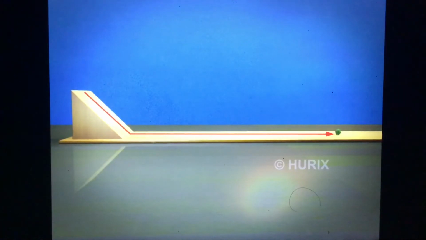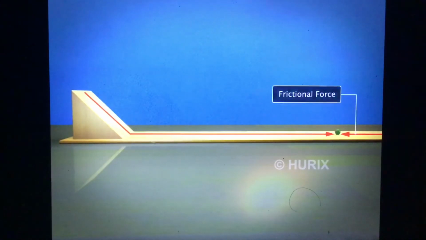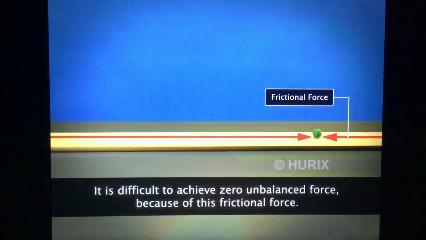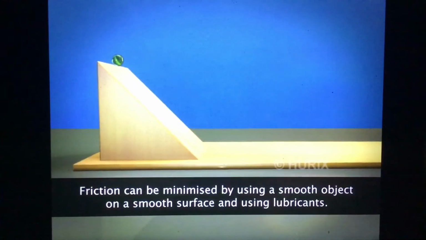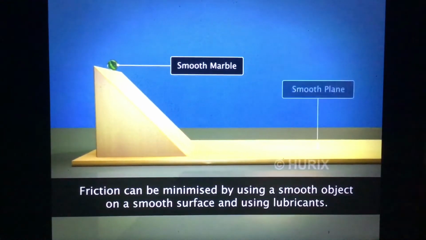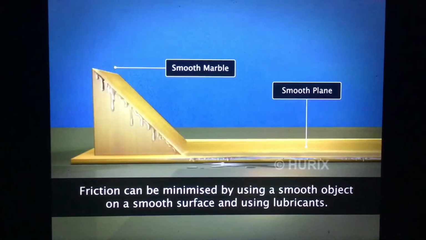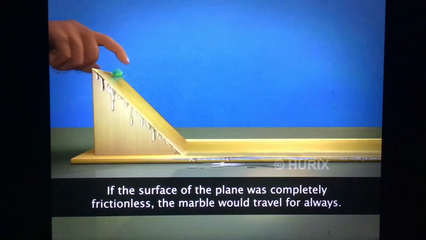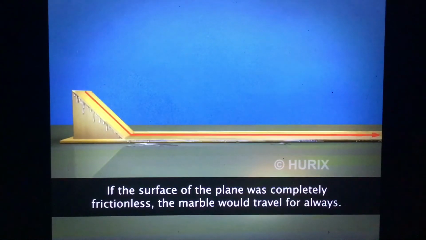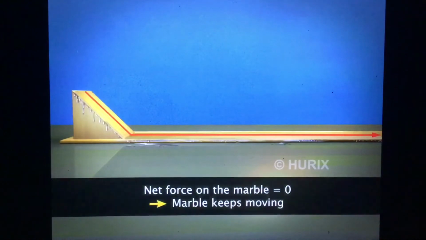The marble stops eventually because of the frictional force opposing its motion. In practical situations, it is difficult to achieve zero unbalanced force because of frictional force. However, friction can be minimized by using a smooth marble on a smooth surface and using lubricants. If the surface of the plane was completely frictionless, the marble would travel forever, trying to reach its original height. Thus, a marble in motion would keep moving if unbalanced forces or the net force on the marble was 0.